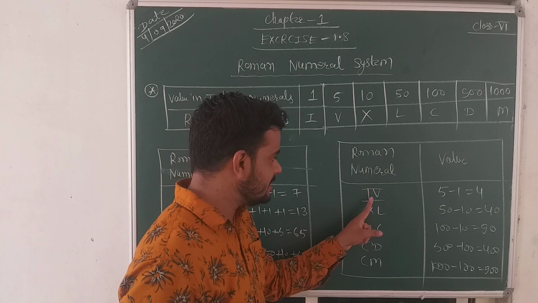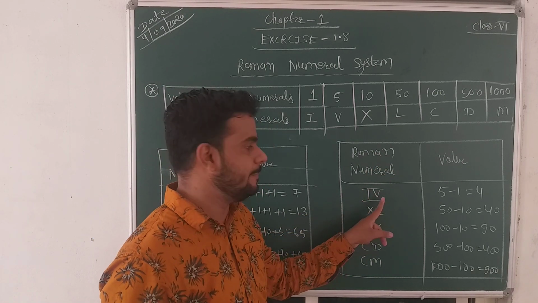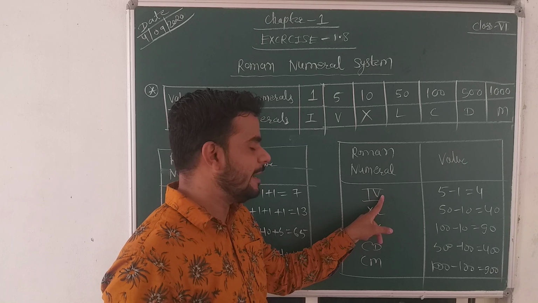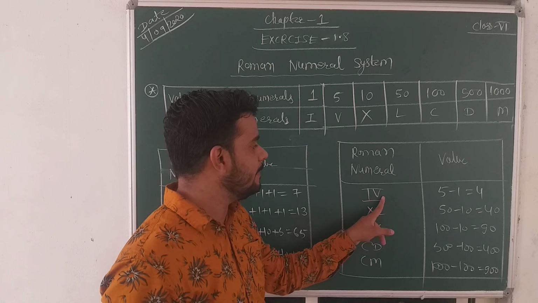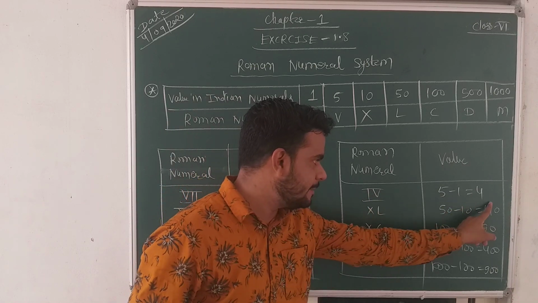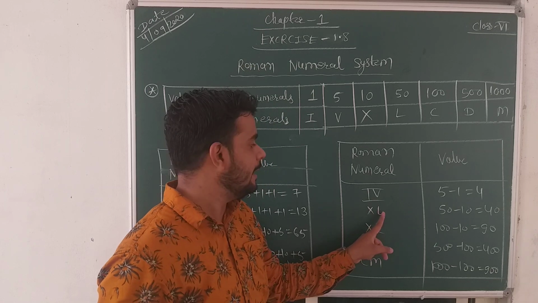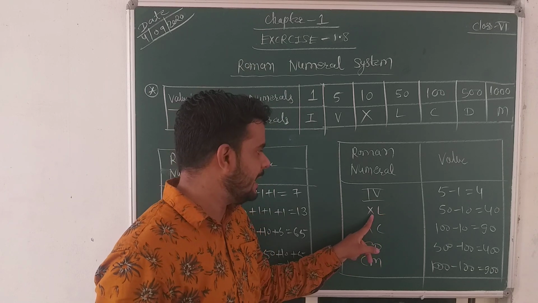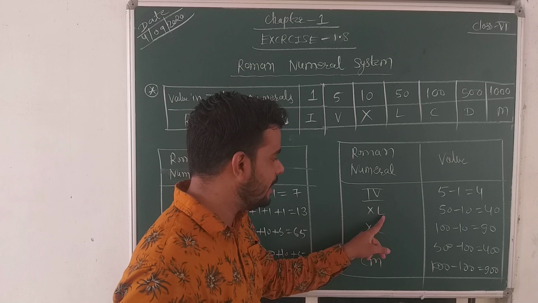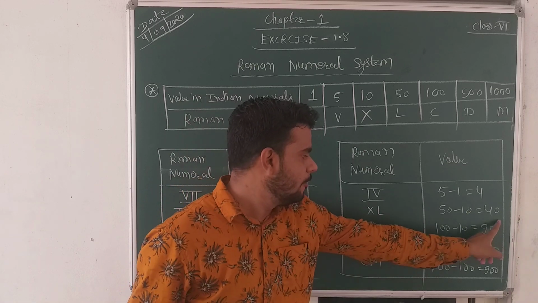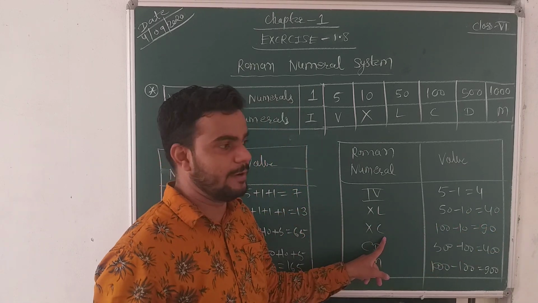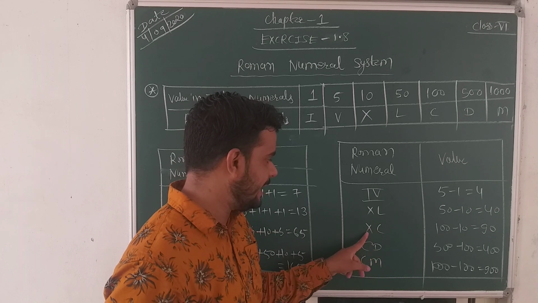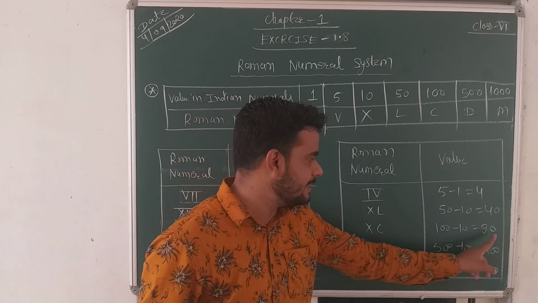Roman numerals first I and V, it means 1 and 5. 1 came first and 5 came later, so 5 minus 1 is 4. X means 10 and L means 50. 10 came first and 50 came later, so 50 minus 10 is 40. XC: 100 and 10. 10 came first, so 100 minus 10 is 90.